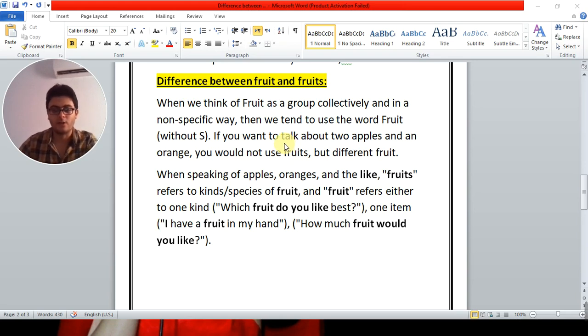If you are eating now different fruit, for example, orange, apples, pomegranate, strawberries, different kinds, you can say fruit for different kinds of fruit. However, when you're speaking of apples, oranges, and the like, fruits refers to kinds or species of fruit, which refers to either one kind, which fruit you like the best, or one item. Again, fruit refers to different kinds of fruit. Strawberries, oranges, apples, all in the same basket, you can say fruit. But when you are eating only one kind, which is apples or oranges or whatever, you can say fruits.